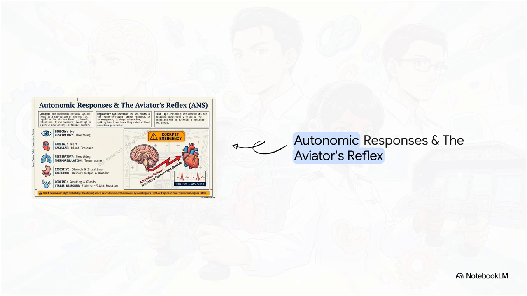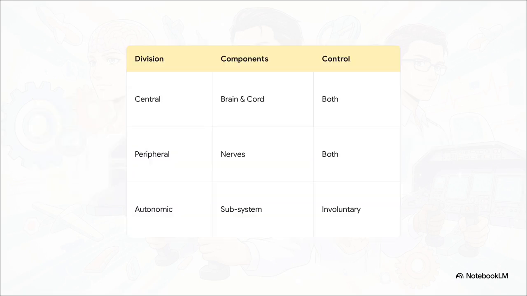Well, in a sudden emergency, let's say an engine failure, the ANS automatically triggers a fight or flight response. It dumps massive amounts of adrenaline into your system and spikes your heart rate over 160 beats per minute, completely without your permission. And here's the DGCA tip. This right here is exactly why we rigorously drill standard pilot checklists. A trained checklist is what allows your conscious, rational central nervous system to successfully override the panicked, reflexive surge of your autonomic nervous system. Let's just lock this all in with a quick review table.